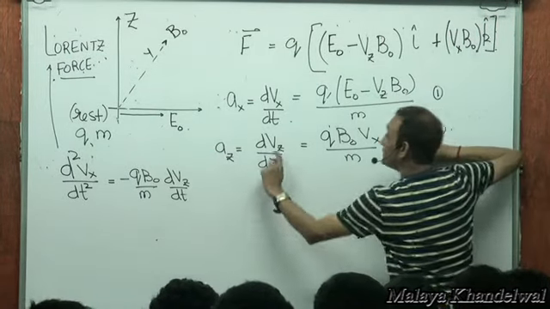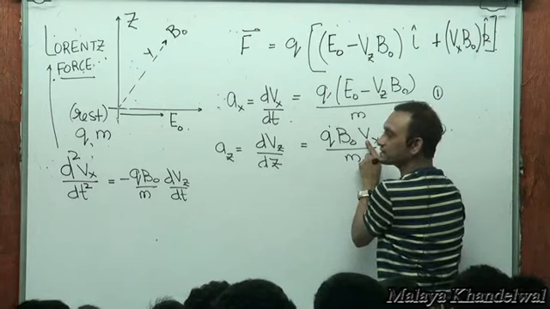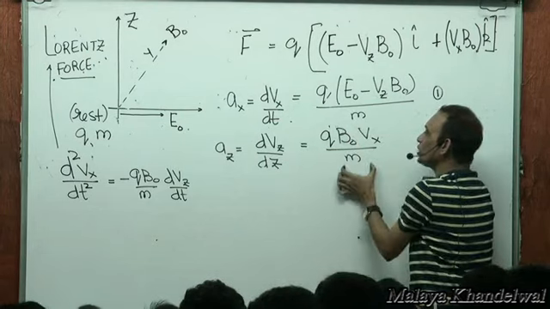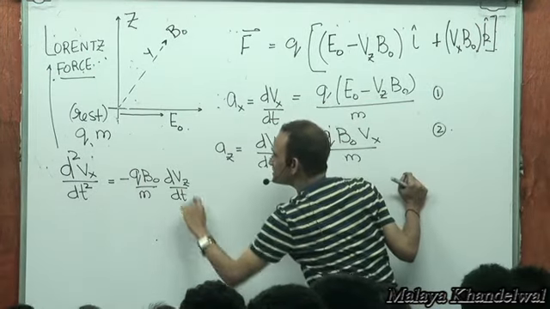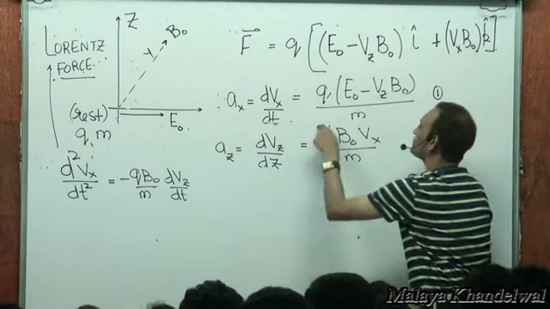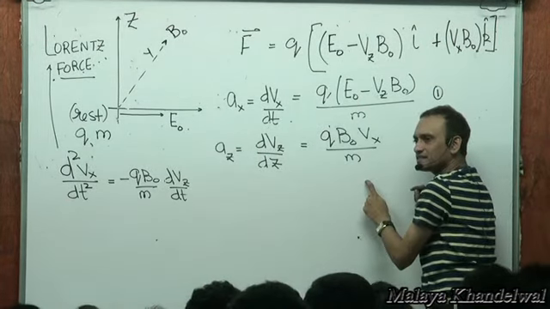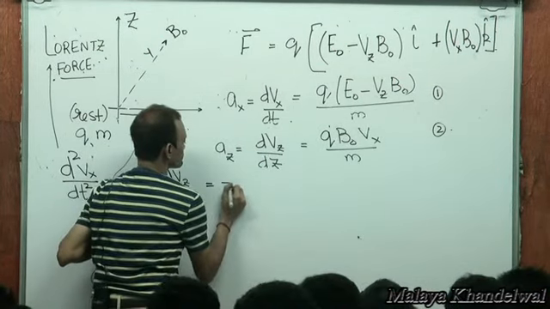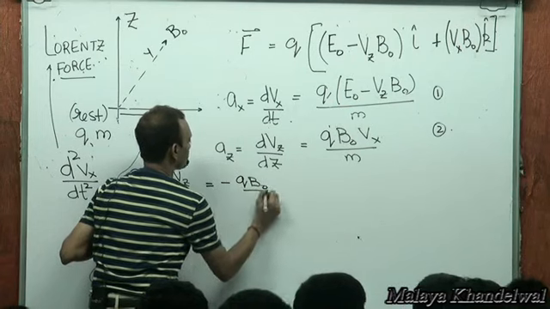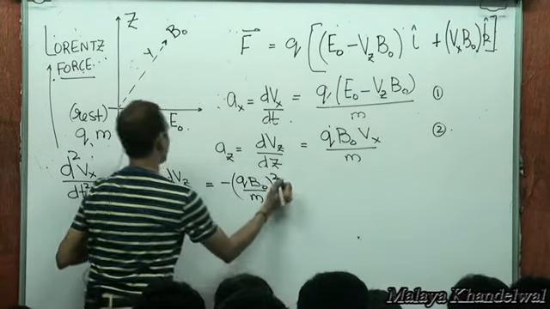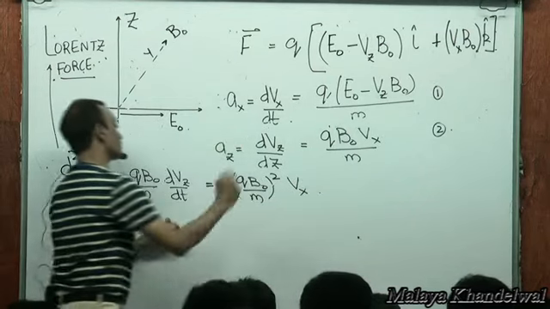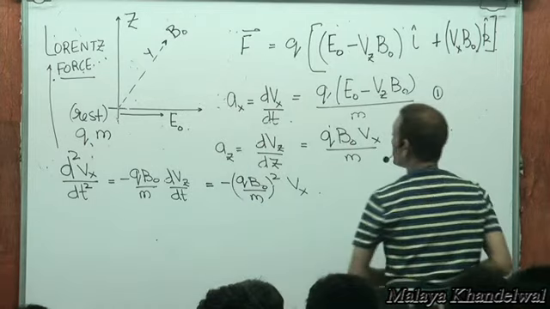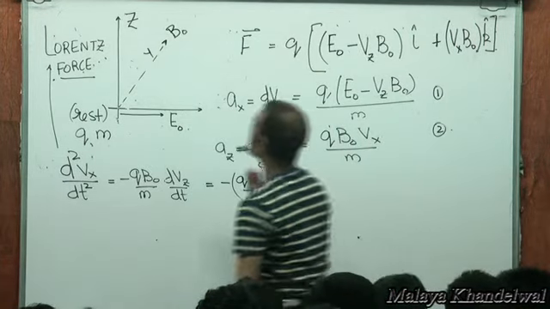But dvz dt is qB naught by m into Vx. This dvz dt I can take from equation 2, which is qB naught by m into Vx. Plug in 2 into 1. So this would give me minus qB naught by m whole squared into Vx. Yes or no? Which then is a familiar equation.